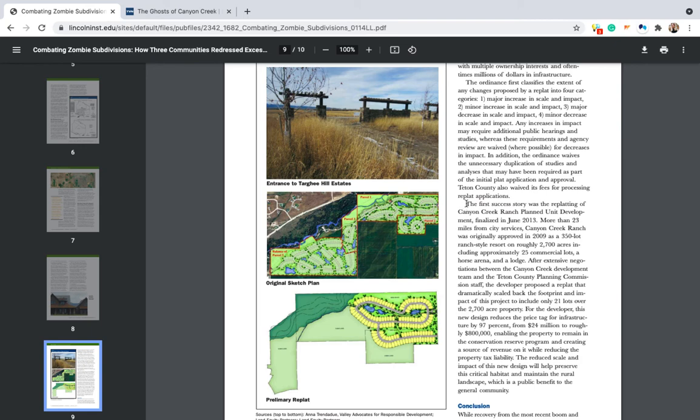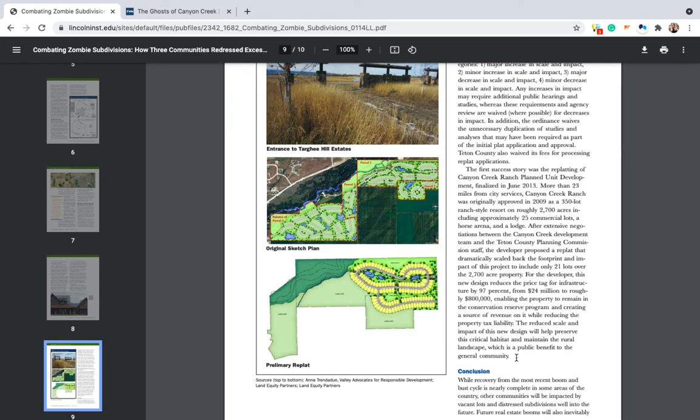In 2013, Canyon Creek was replatted, reducing the scale of the subdivision from 350 lots to just 21. The replat reduced the infrastructure price tag for the developer and placed the bulk of the original 2,700 acres into a conservation reserve program aimed at preserving critical habitat.